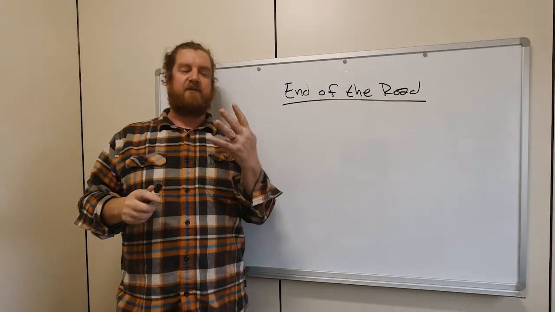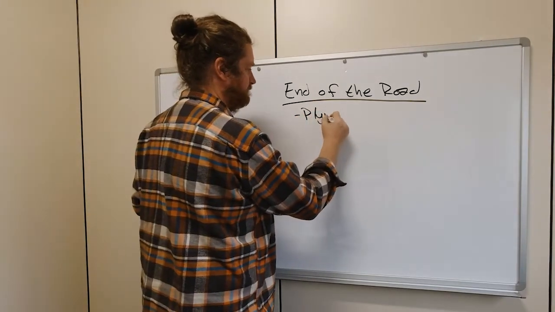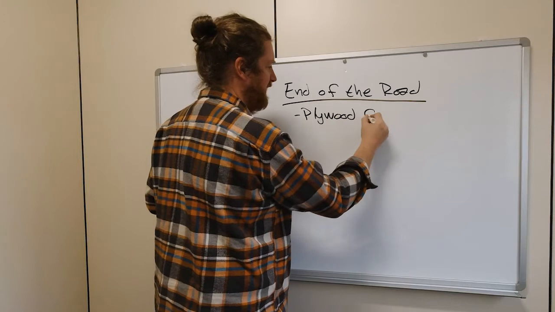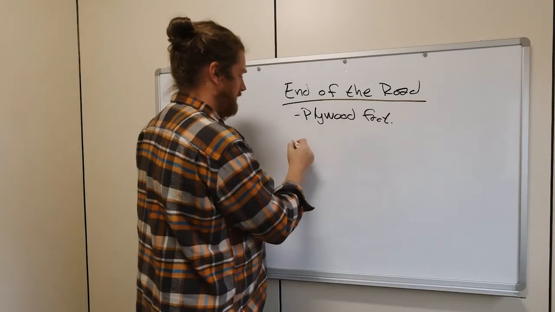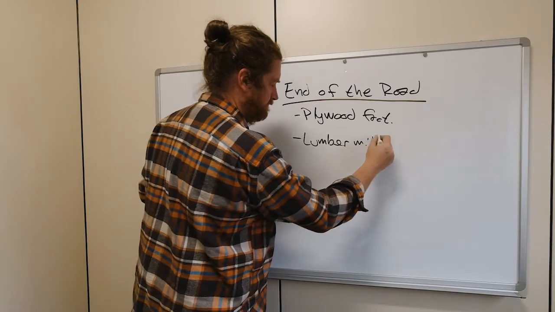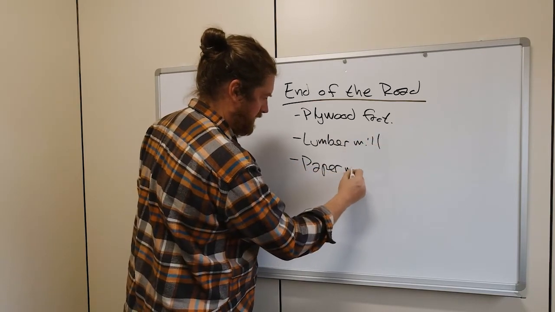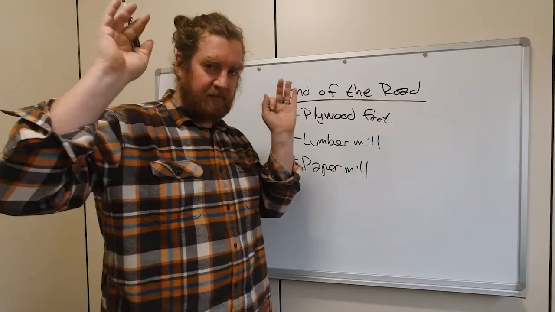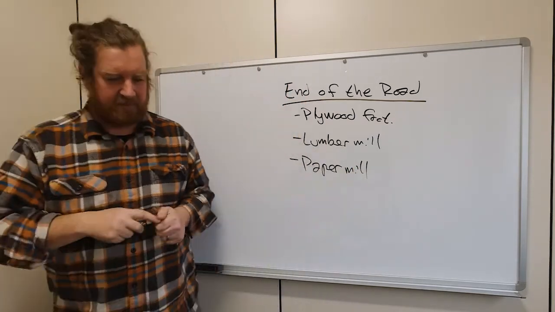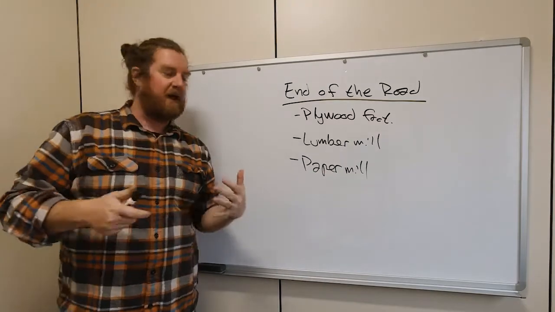Remember, I talked about three things. So we've got a plywood factory, a lumber mill, and a paper mill. Again, keep in mind, I always simplify this stuff. So depending on where you go, different things are going to happen to the wood.